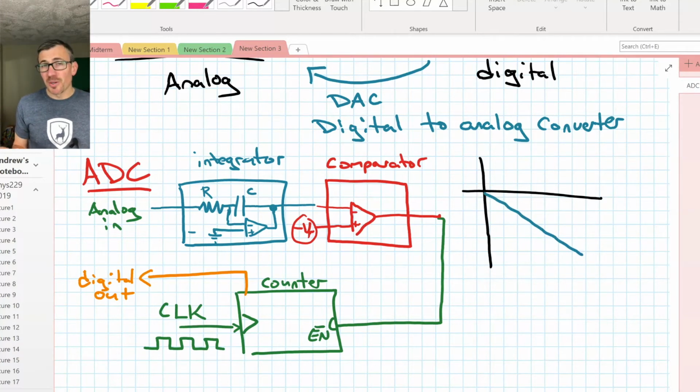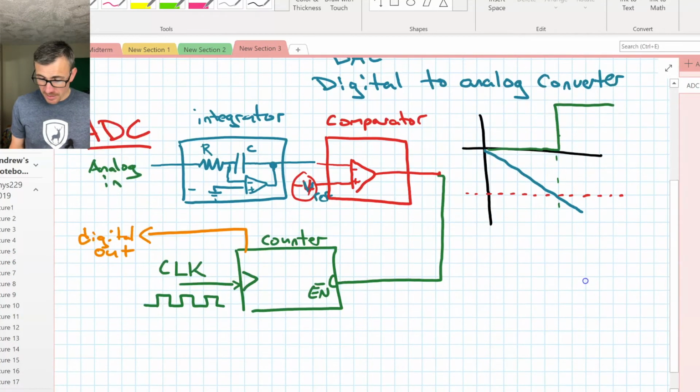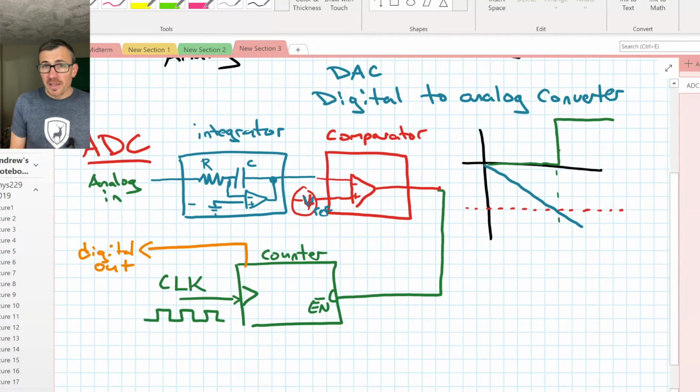And this is fed into our comparator, and eventually it's going to become lower than our negative reference voltage, Vref. Let's draw that as a dotted line. So at that point, the output here on the green line is going to go high. And then we'll stop counting and read out what we get. Okay, so this is how it works.